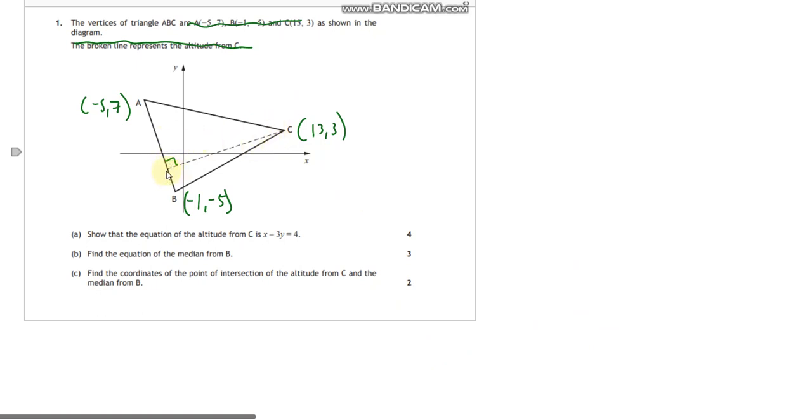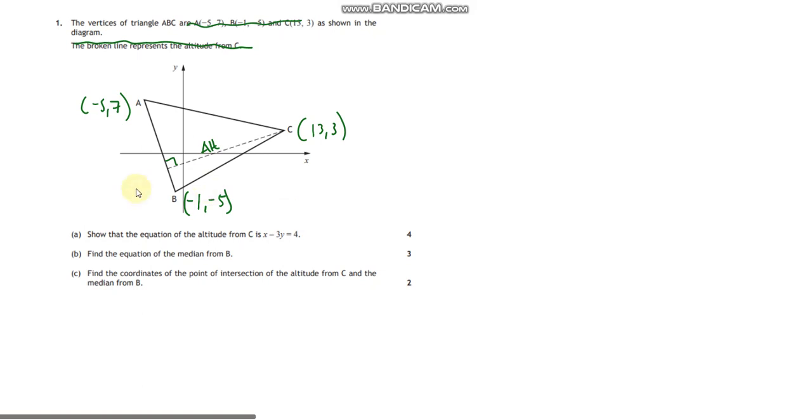Okay, so this isn't the midpoint. Midpoint's probably over here. So yeah, the altitude, I might just write that down to remind me, there's the altitude there. A midpoint would be cutting the line in half. So yeah, bit of an intro there. So show the equation of the altitude from C is this. So that's quite nice. I like when you get the final answer because you think, oh, that's quite handy, I know what I'm aiming for. So let's prove that then.